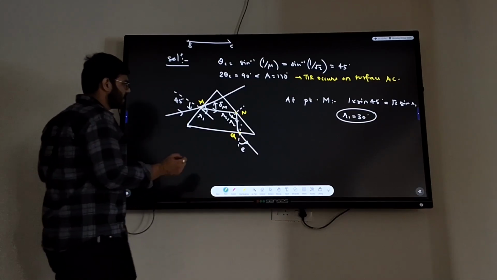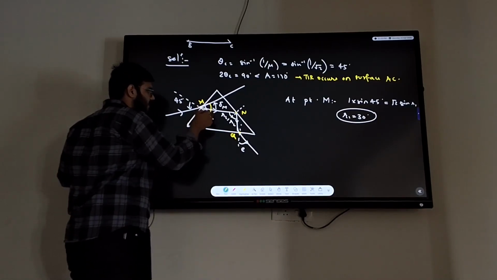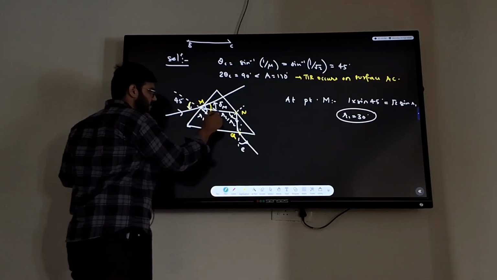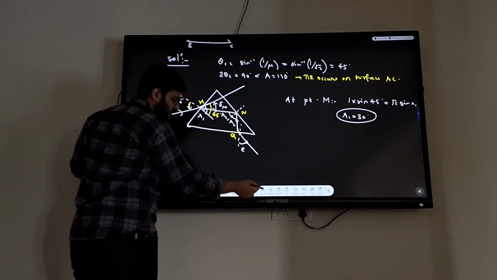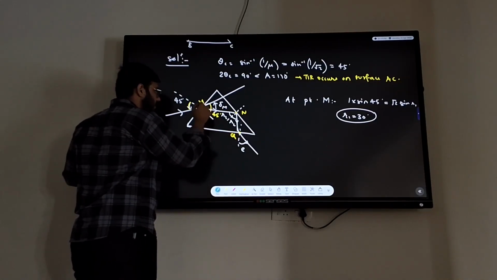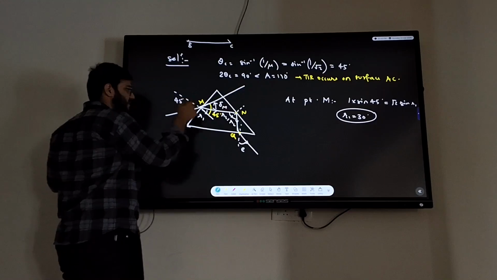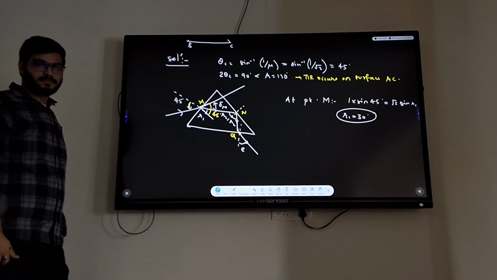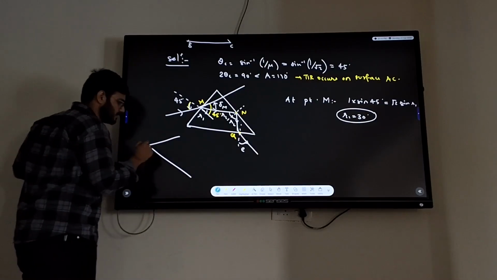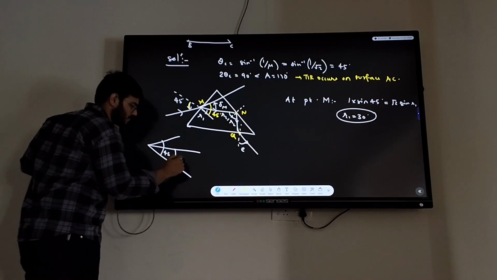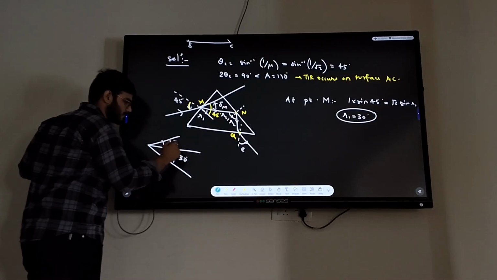Wait. No. This angle should be equal to this angle. So if this is 45, this is 45. That's not 90, I made a mistake. This is not 90. This is 45, this is 45, then what is delta M? This should be 15.